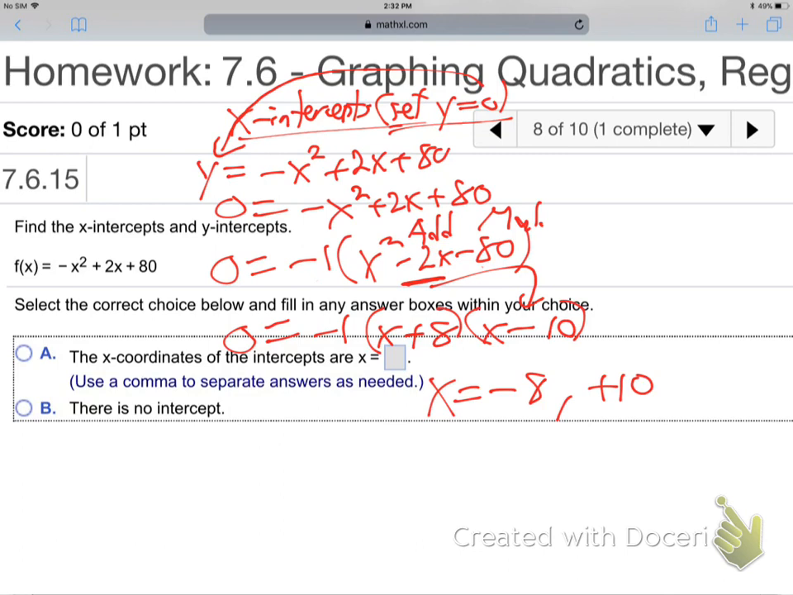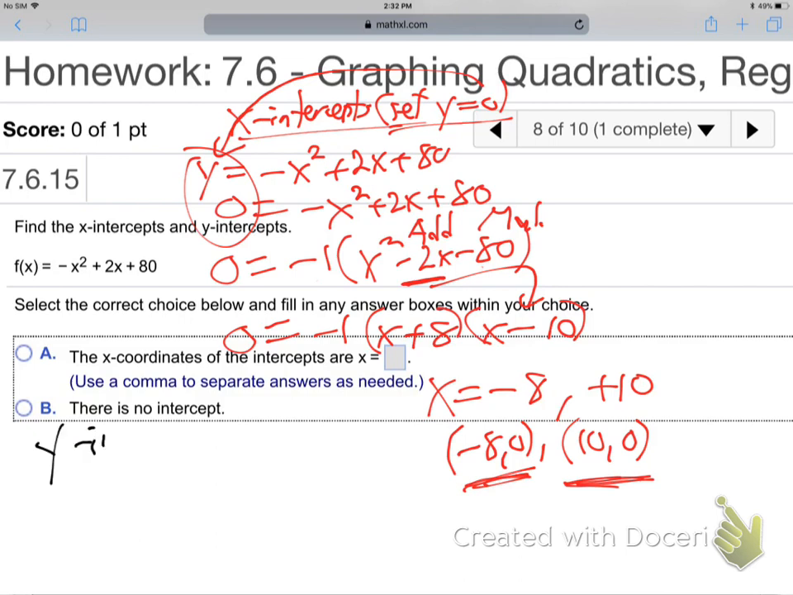Now, those are both going with a 0 y, aren't they? They both came from y being 0, didn't they? So you make them both go with a y of 0. So there are the x-intercepts. What is the y-intercept?